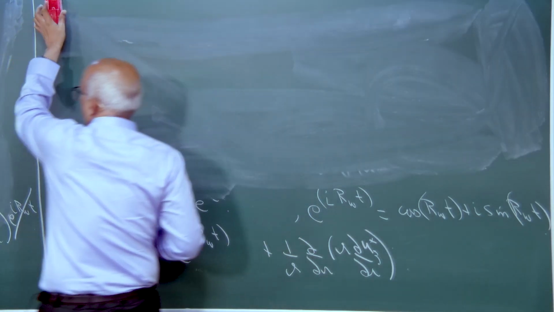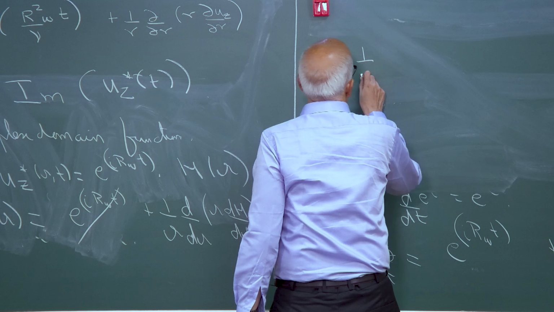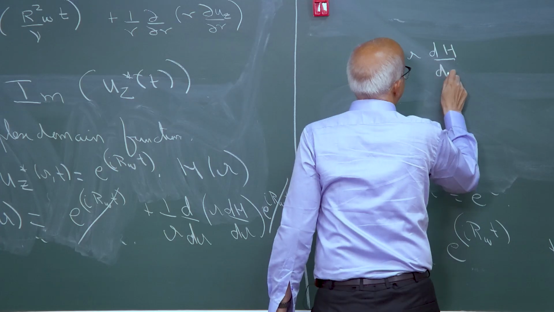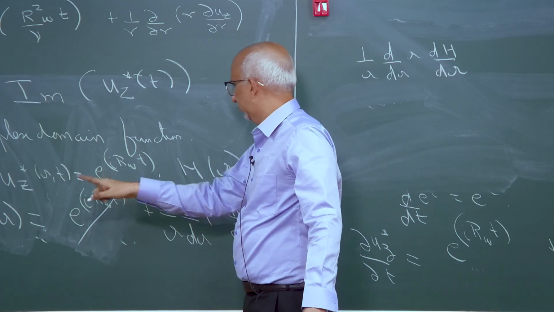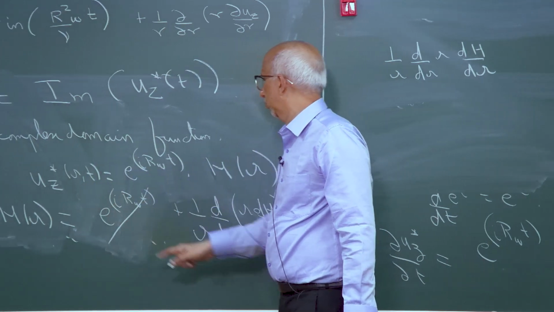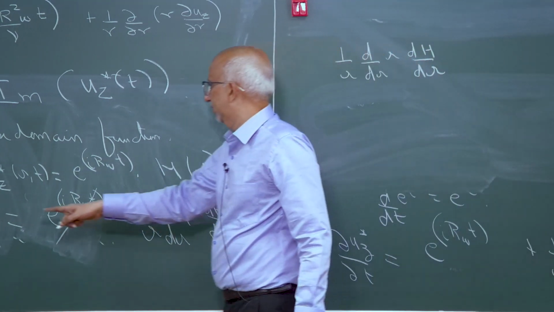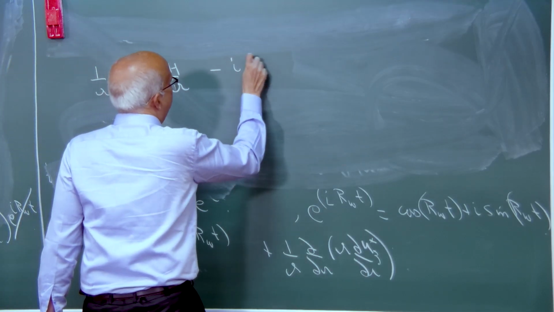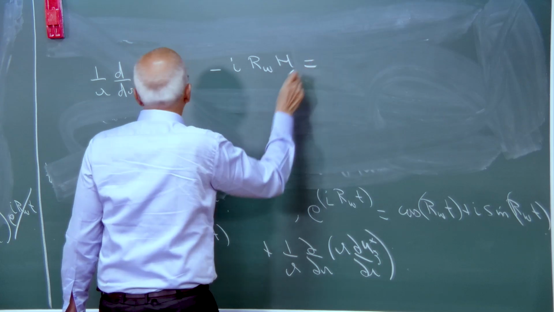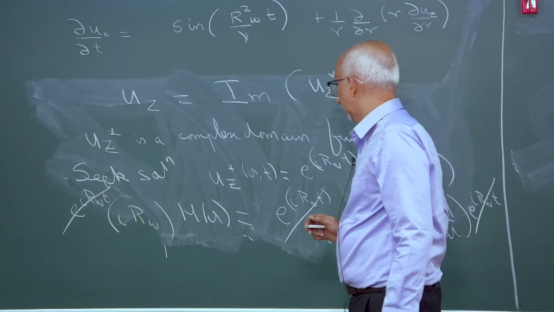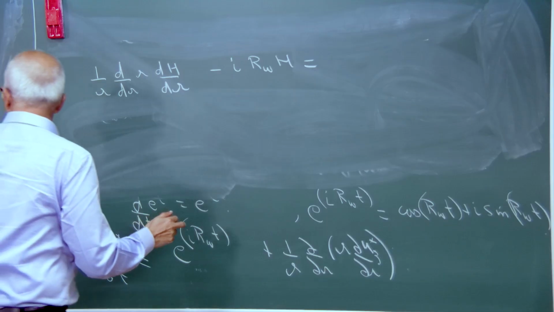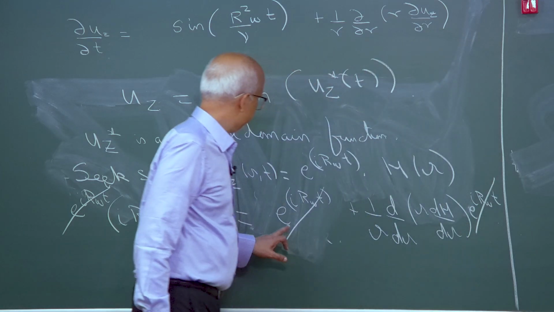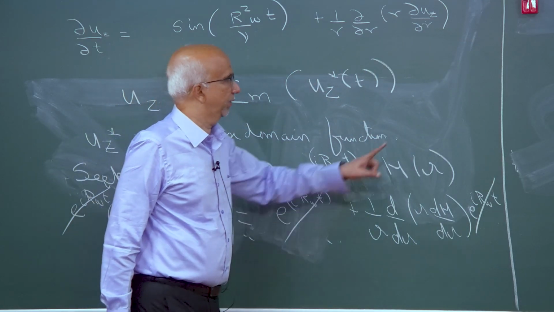Now, the ODE for r is 1 by r d by dr of r dH by dr. I am writing this on the left hand side. I am going to move this to the other side and move the left hand side to the right hand side. I am doing lots of stuff here. So, minus I r w H equals H minus 1. I moved this 1 here, I moved this left hand side term here, and this is what I am getting.